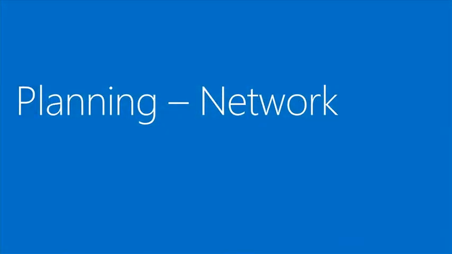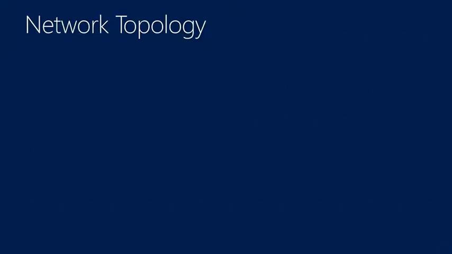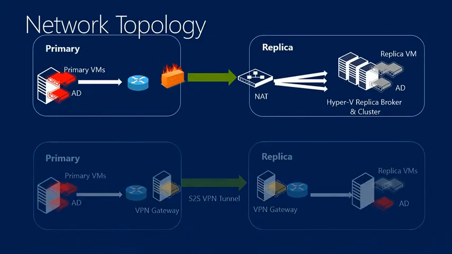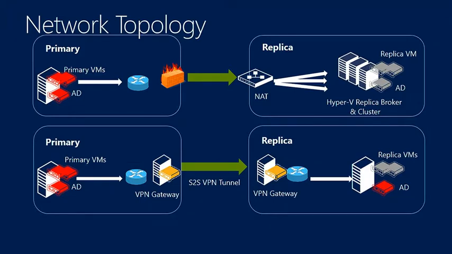So now let's talk about planning networking. There are basically two network topologies that we see people doing out there. The first one is, you're going over the network, you use certificate-based authentication, and you use HTTPS. So you have a primary VM, you have your firewall, you're going over here, you're using HTTPS. The second one is that you use a VPN tunnel and that you use AD between both locations.